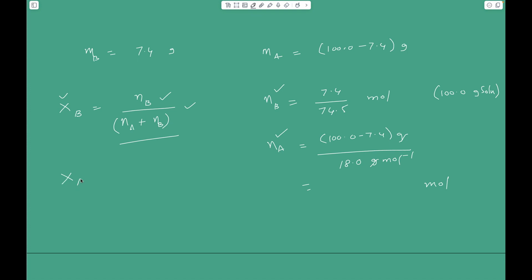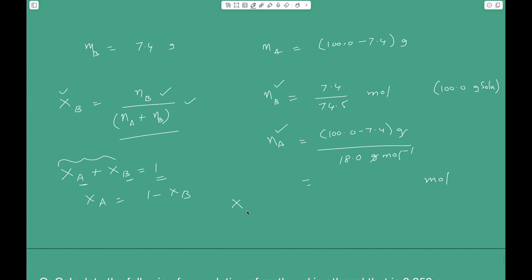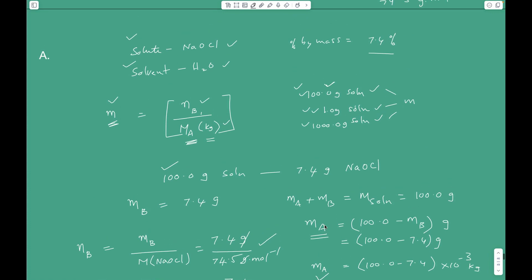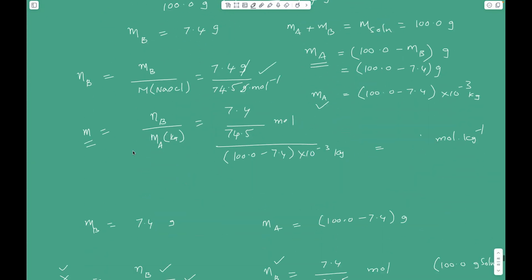Then to get the mole fraction of solvent, you know that XA plus XB is equal to 1. So XA is equal to 1 minus XB. Sum of the mole fractions of all the components in a solution must be equal to 1. Here there are only two components, so XA plus XB must be equal to 1. Or if you want to calculate XA from this expression, that is Na over Na plus Nb, you can do that. You will get the same answer. So we are able to easily convert percentage by mass into molality and mole fraction.